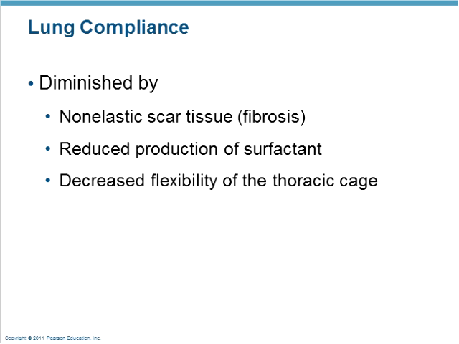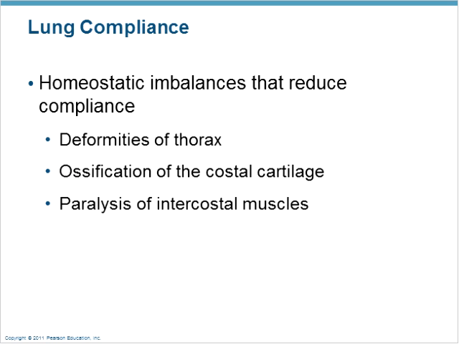Lung compliance is diminished by non-elastic scar tissue, like in fibrosis from smoking, a reduced production of surfactant as in newborns, or a decreased flexibility of the thoracic cage because of injury. Homeostatic imbalances that reduce that compliance include deformities of the thorax, ossification of the costal cartilages, or paralysis of the intercostal muscles, which limit the ability of the lungs to expand.